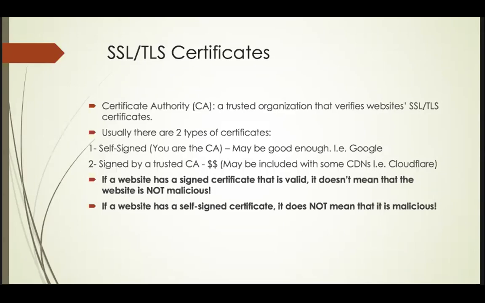Usually there are two types of certificates that are used. The first one is the self-signed. This is basically where you act as the CA. This may be good enough for companies like Google because they are their own CA. However, for small companies, this will usually not be enough for others to trust you. The second option, which is the more used one, is having a certificate signed by a trusted CA. This will not be free of charge usually. You will actually have to pay a CA for this, such as VeriSign or any other CA that you want.